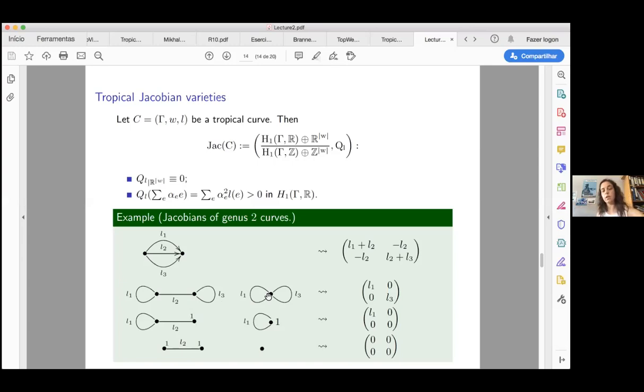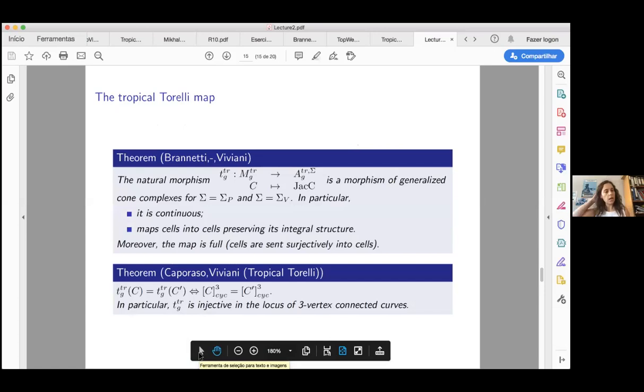So if you have a separating node in a nodal curve, which corresponds to the separating edge in the tropical sense, the Jacobian doesn't see this in the classical picture. Okay, so this is the statement of the tropical Torelli map.